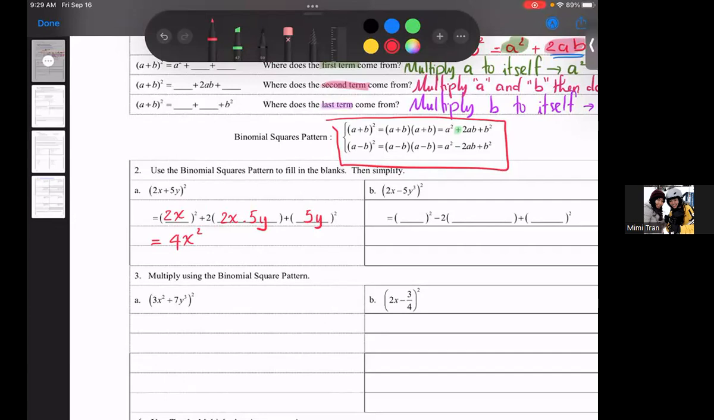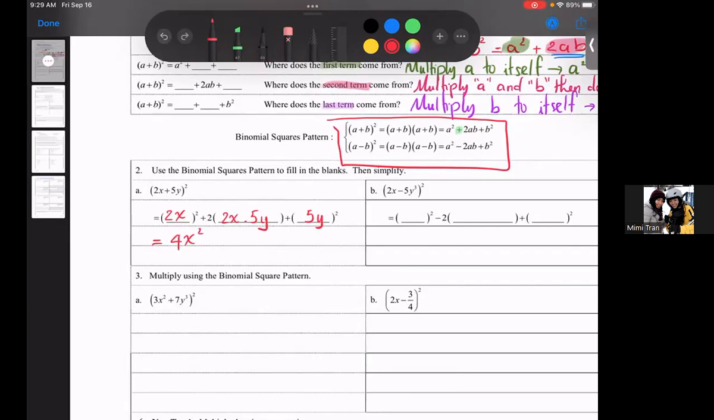And then the last one. Someone else? Not all at once. This one. 5y squared, which is, thank you, 25y squared. And then the middle one.